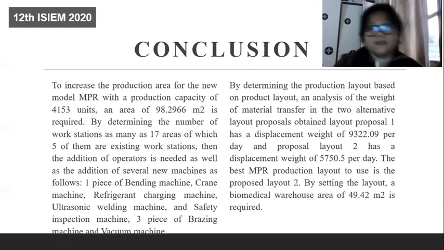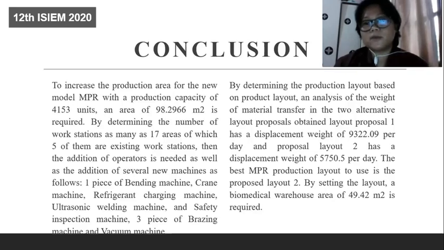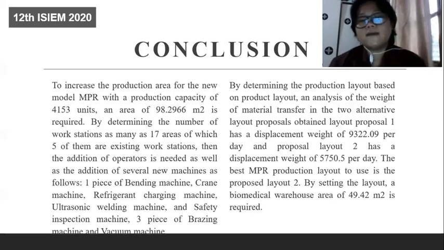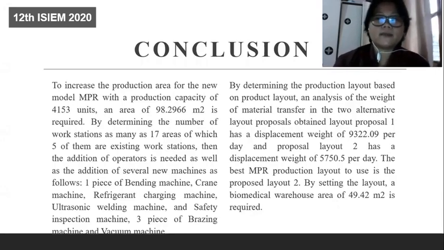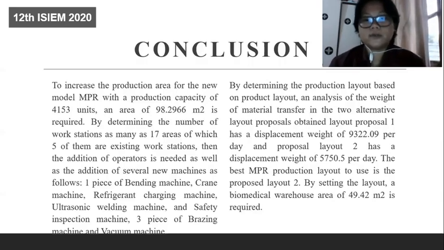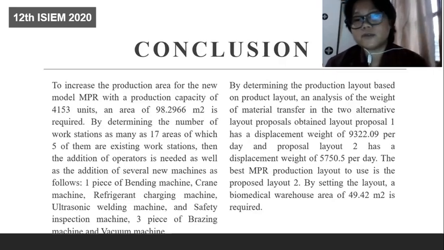The second conclusion is determining the production layout based on product layout and analysis of the weight of material transfers into two alternative layout proposals. Layout proposal number 1 has a displacement weight of 22.09 per day, and proposal layout 2 has a displacement weight of 5,750.500 per day. The best MPR production layout to use is proposed layout number 2. By setting the layout, a biomedical warehouse area of 49.42 square meters is required.